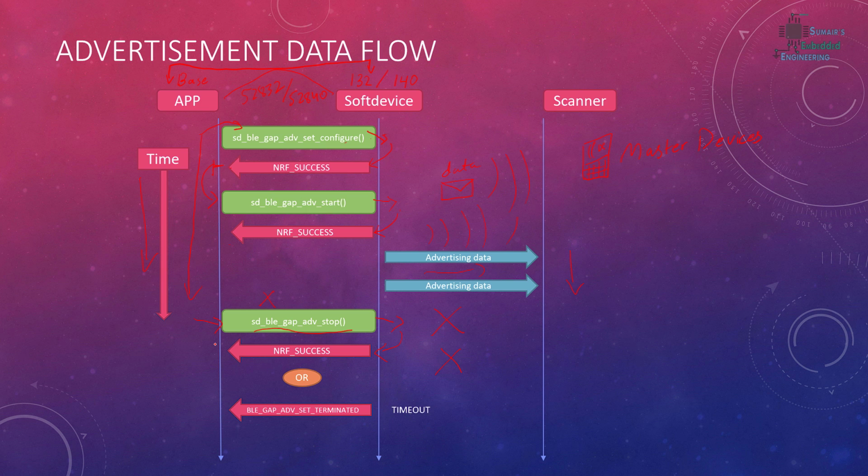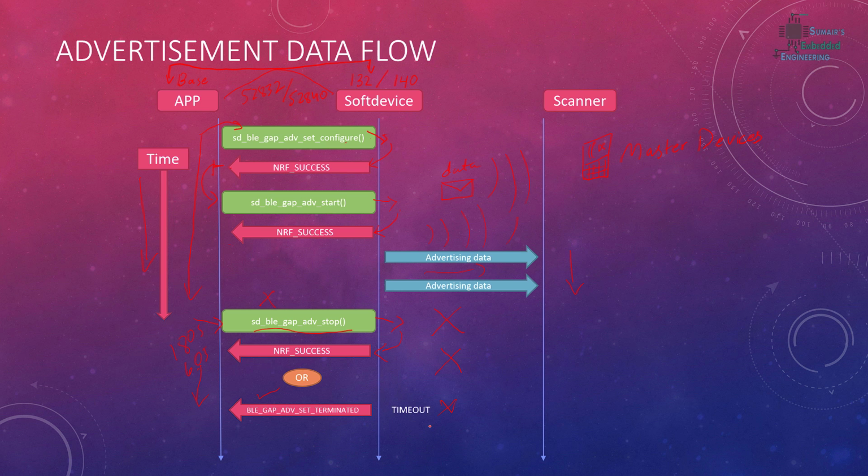If we don't call this function, and instead set a timeout period for our advertisement, like 180 seconds or 60 seconds or whatever time you like according to your application, once that time passes, our device will receive this event, which is BLE_GAP_EVT_ADV_SET_TERMINATED. This event will tell us that our advertisement has stopped. So in this way our devices can start and stop the advertisement.